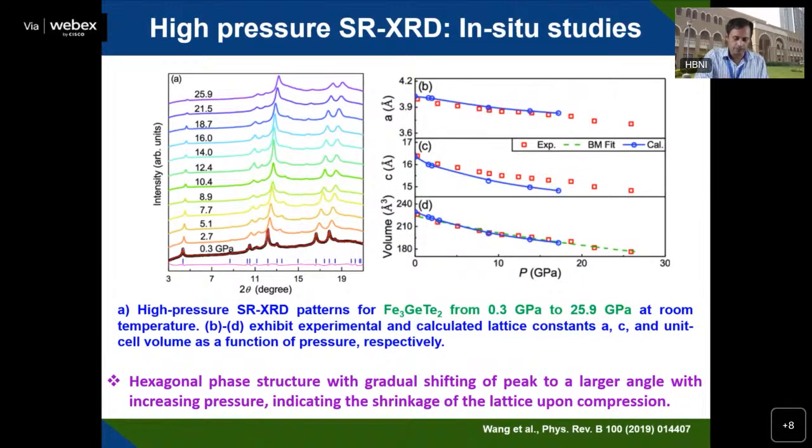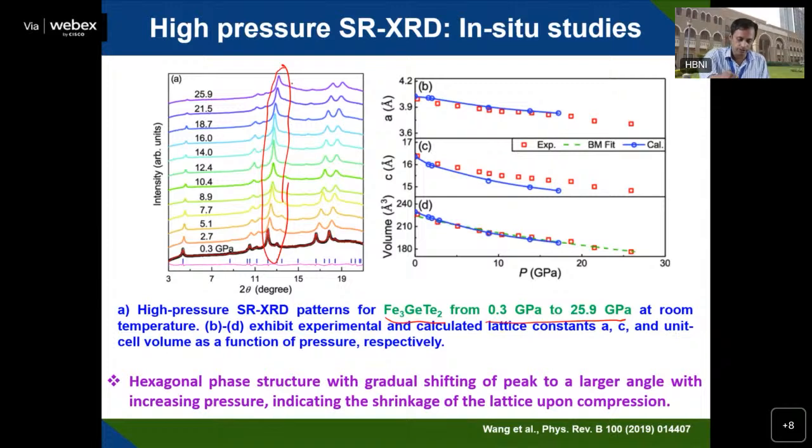In the case of high pressure also, you can see different compressive or tensile stress. This is a 3G, T2 material, with different pressures from 0.3 to 25 gigapascal applied at room temperature. You can see how this particular phase develops and peak shifting occurs, as well as the hexagonal structure developing with gradual shifting of the peak to a larger angle with increasing pressure.